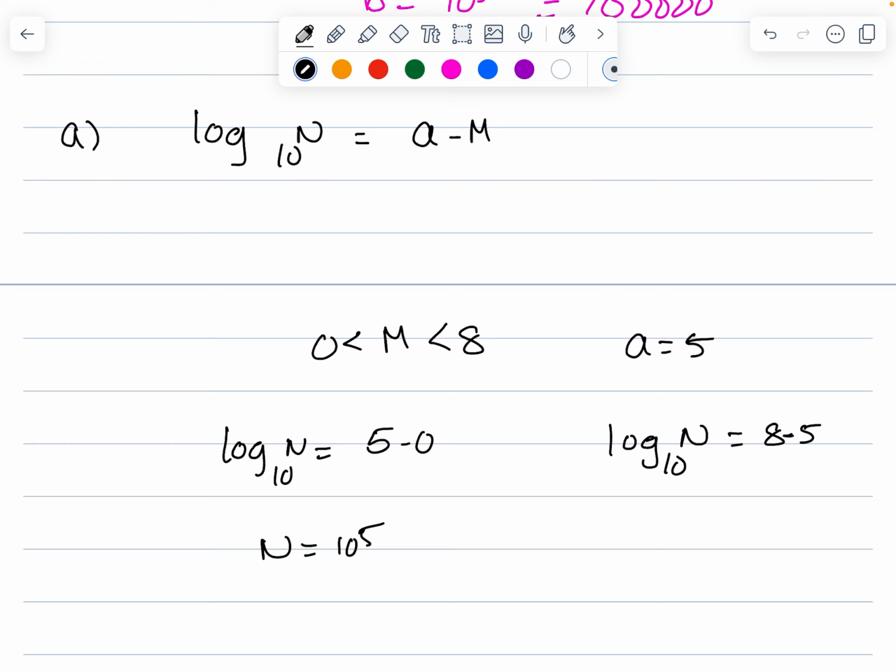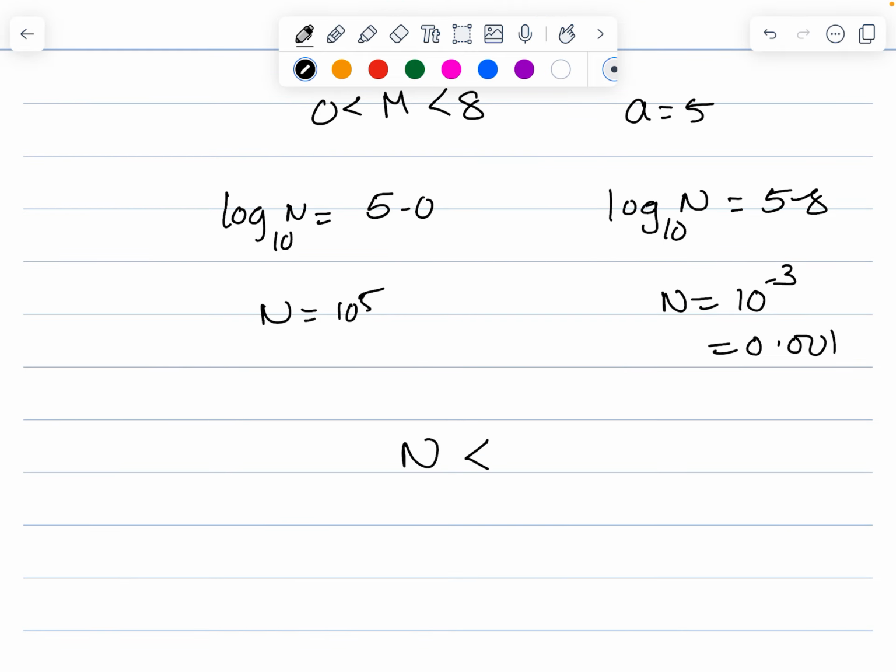The formula has been given as log n base 10 equals a minus m. And we got the value of a as 5. Then next time it is 5 minus 8, so n equals 10 to the power of minus 3, which is 0.001. So what does n lie between? n lies between 0.001 and 100,000. That's going to be the answer.